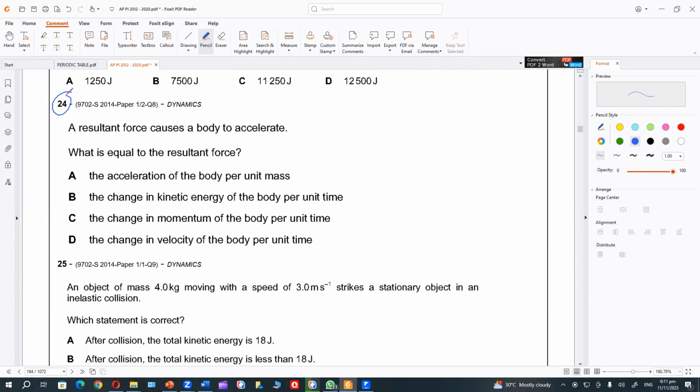A resultant force causes a body to accelerate. What is equal to the resultant force? Resultant force has a formula. Resultant force is equal to ma. What is equal to the resultant force? The acceleration of the body per unit mass.